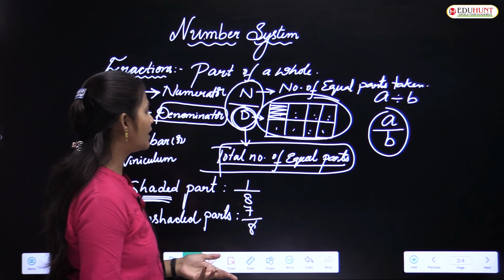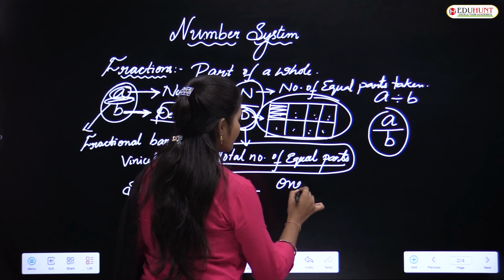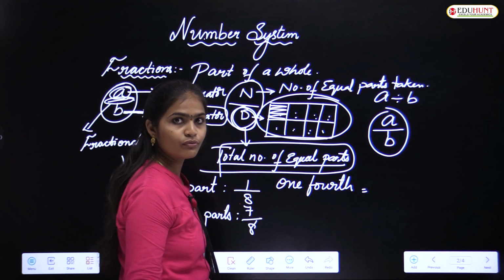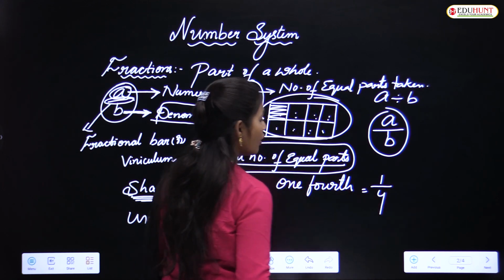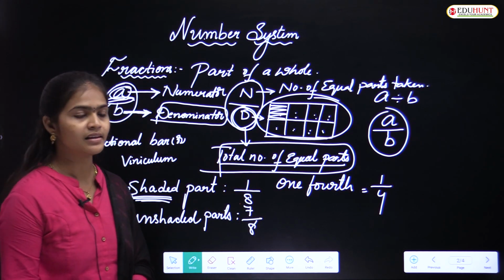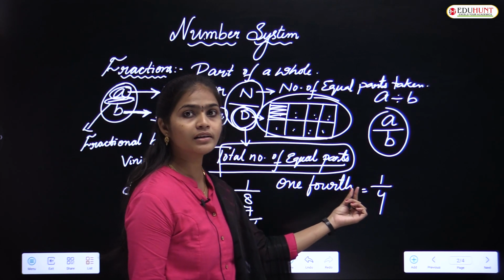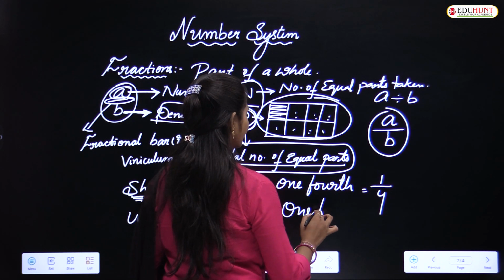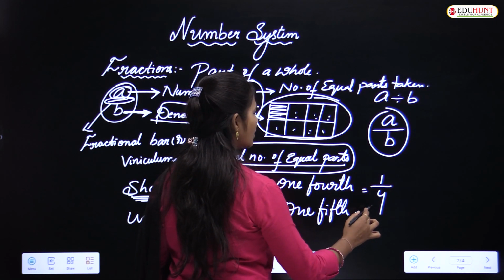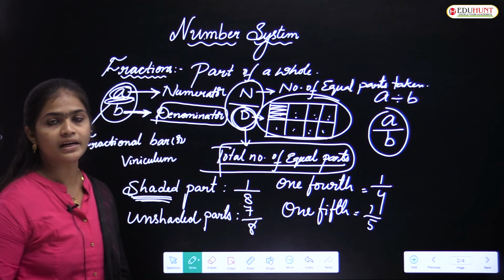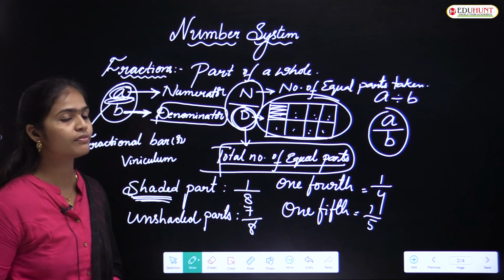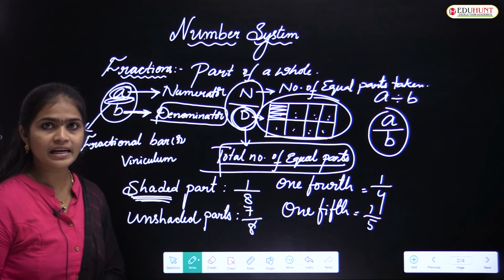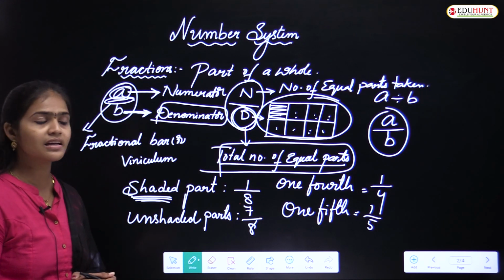Here we can read the fraction as 1/4. How can we write it? 1/4 means 1 part out of 4 parts. Okay, 1/5. 1/5 means out of 5 parts, only 1 part. We will call that 1/5. Okay, is it clear? So this is about fractions, and now the types of fractions.